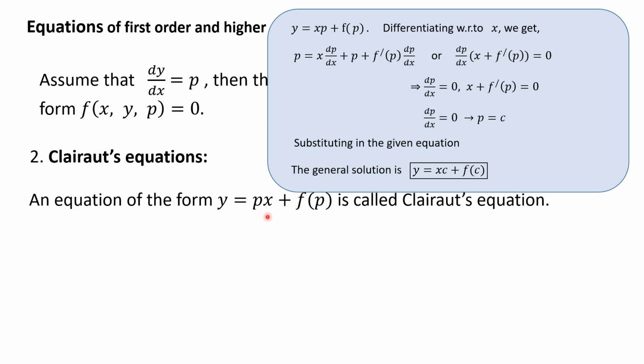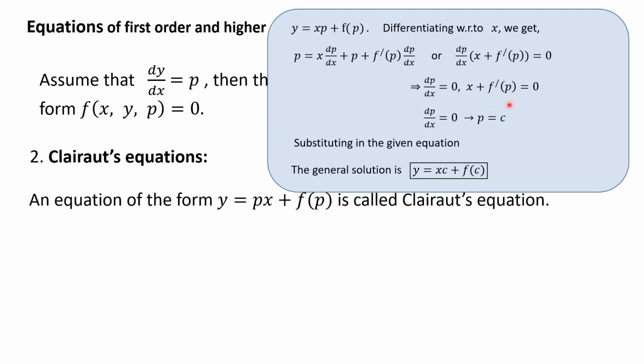So here onwards we won't go for this method. We directly write the general solution just by substituting p equal to c. And the second part what we have is x plus f dash of p equal to 0. This actually gives a singular solution. In case they ask for a singular solution, we can use x equal to minus f dash of p, but p is equal to c. That's why x equal to minus f dash of c.